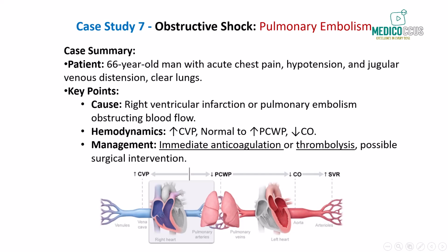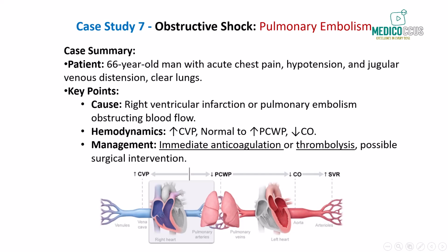Next, let's examine a 66-year-old man who presents with sudden onset chest pain and hypotension following an inferior wall myocardial infarction. Despite treatment, he remains hypotensive with distended jugular veins but clear lung fields on auscultation. This presentation is suggestive of obstructive shock, likely due to a pulmonary embolism or right ventricular infarction.